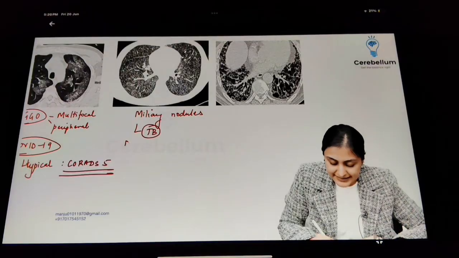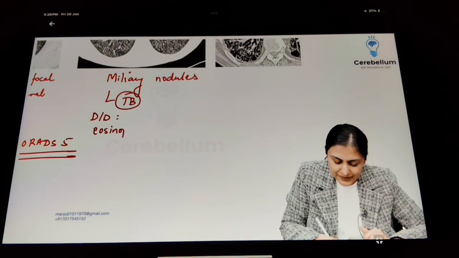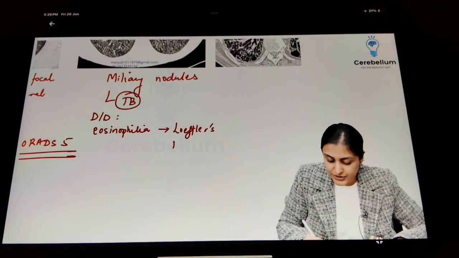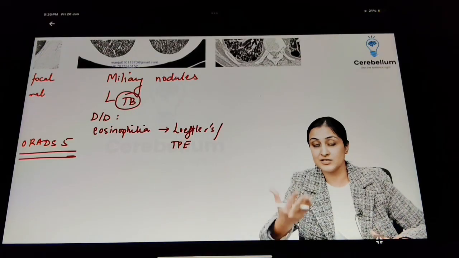But there are various DDs to it. What are the other causes of miliary nodules? Once this was asked that a patient has miliary nodules and there is eosinophilia. In that case, you have to think of Loeffler's syndrome. Loeffler syndrome, also called tropical pulmonary eosinophilia, in which case you're going to have eosinophils with miliary nodules.